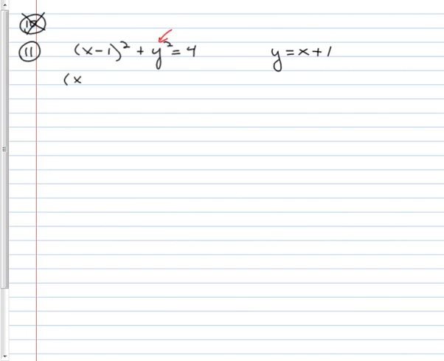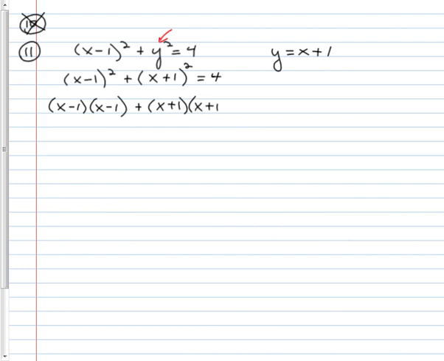So I have (x - 1) quantity squared plus my y has to be squared. What does y equal? x plus 1, which I have to square, equals 4. So we're going to have to square some things. That x minus 1 has to be squared. Remember that when we square things, we multiply them by themselves. Don't try to square each part. That would give you the wrong answer. x plus 1 has to be squared.